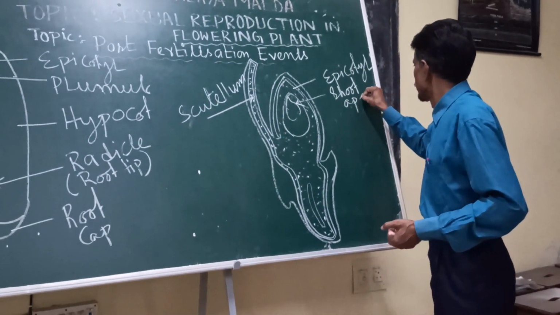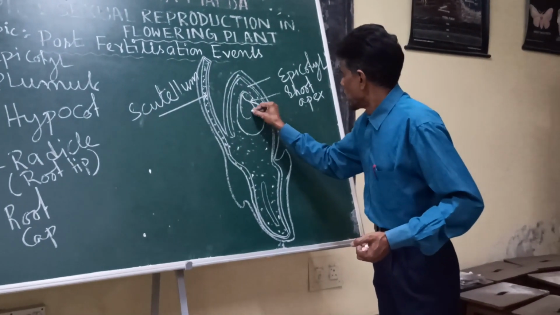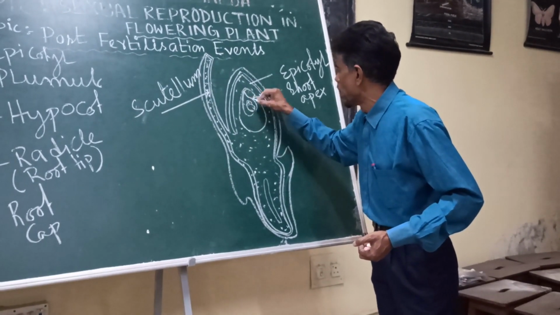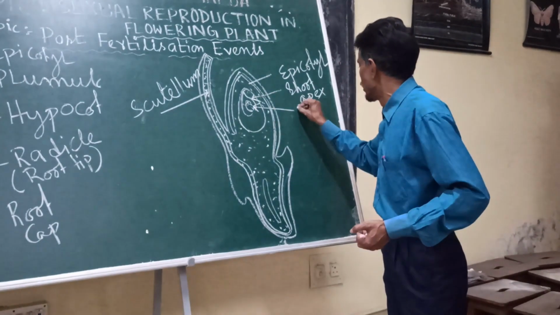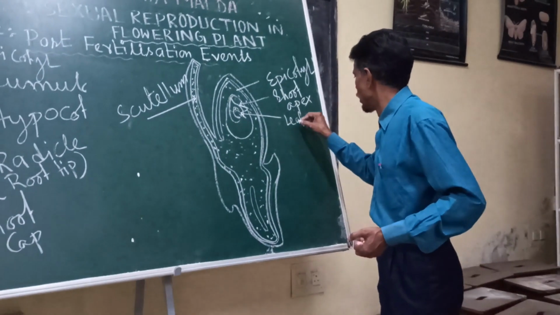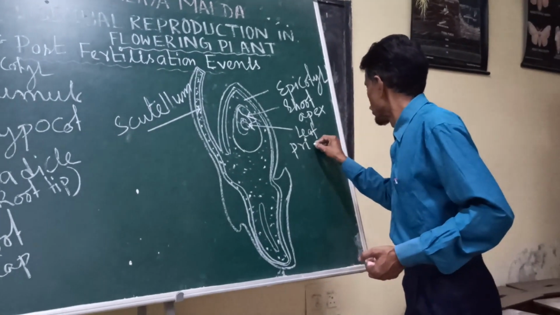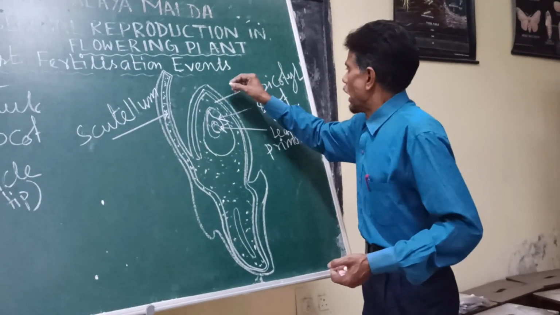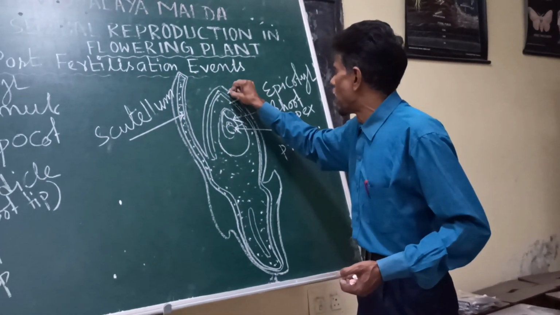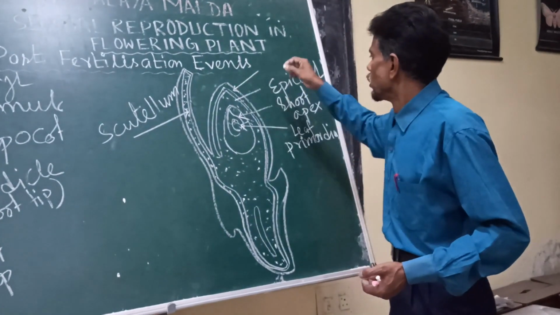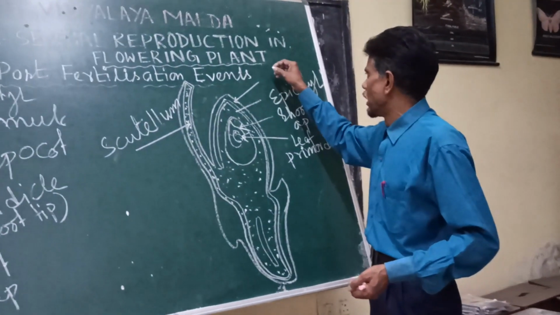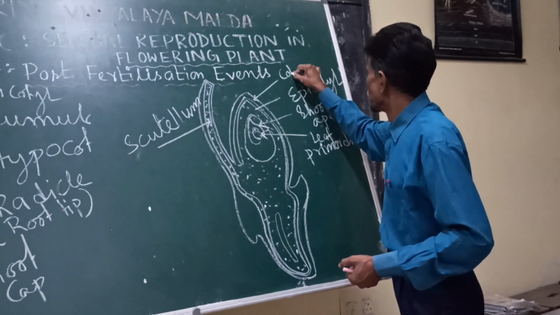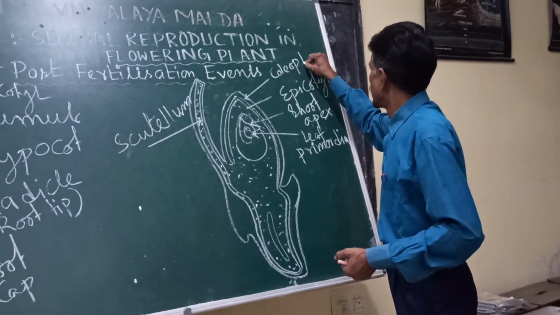This is the shoot. This is the leaf primordia, which will give rise to leaves. And the epicotyl is covered by a thin foliar structure, covering or sheath, called the coleoptile.